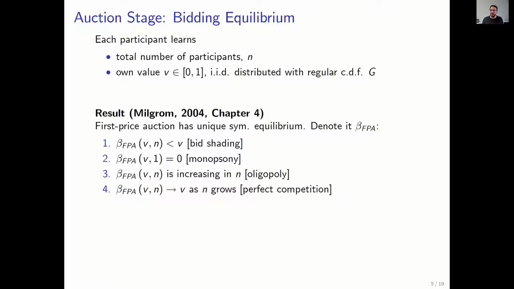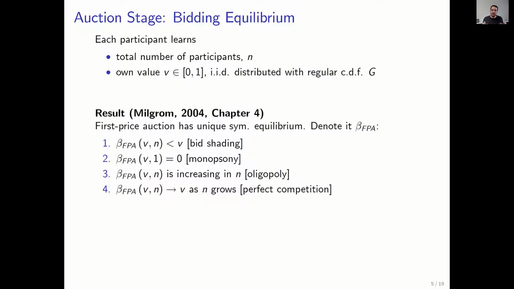We can denote this equilibrium by beta FPA. What's important about this equilibrium is that bids will be below the value, so bidders are shading their bids. Second, if a bidder is the only bidder, the bidder will submit the monopoly price of 0. The bids are increasing in the number of other bidders, so this is reflecting competition. And as n becomes large, the bidders will behave competitively, so the bids converge to the true value.